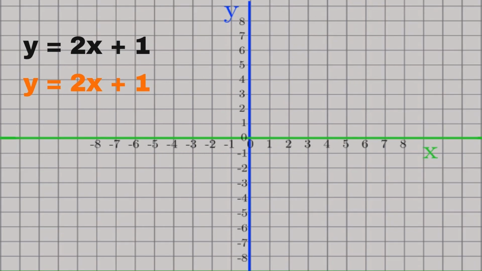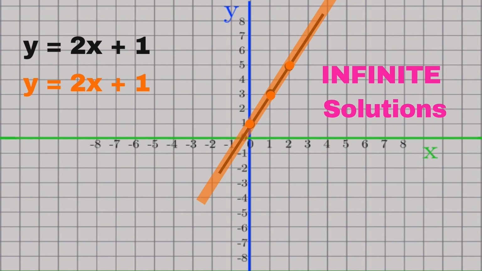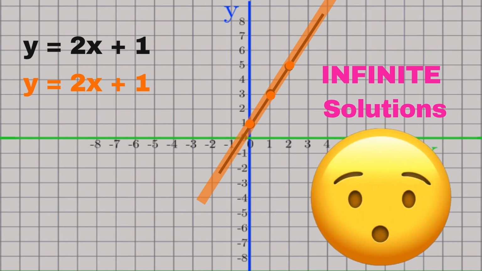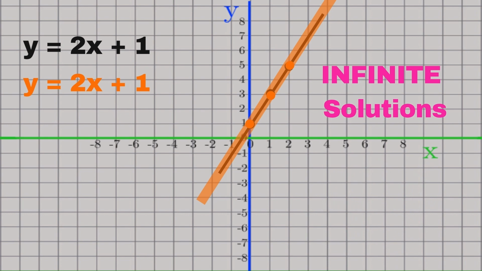How about this one? What if we get two lines that overlap one another in our system? Can you guess how many solutions we have in this instance? That's right. This system gives us infinite solutions. Wow! These lines are the same, so they are called dependent. Because we have more than one solution, the system is consistent.